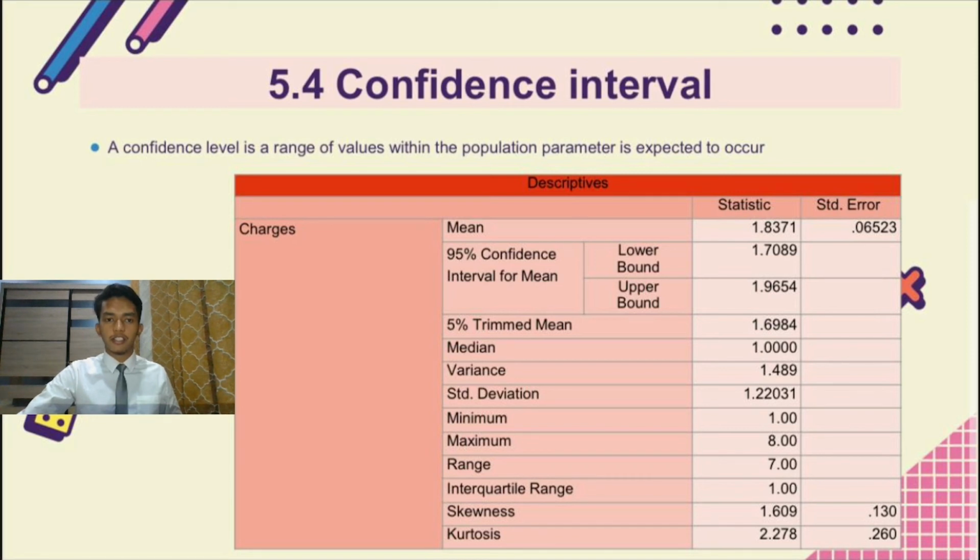Also, the standard error for this is 0.06523, and to conclude, we are 95% confident that the parameter is between 1.7089 and 1.9654.